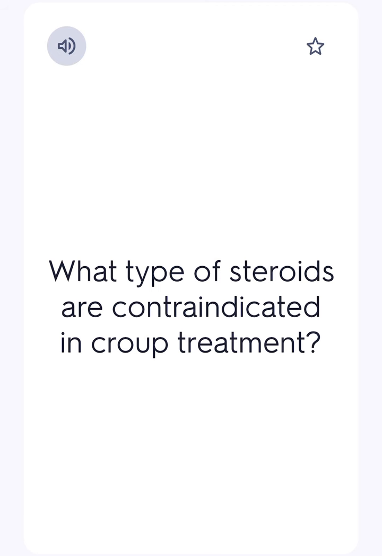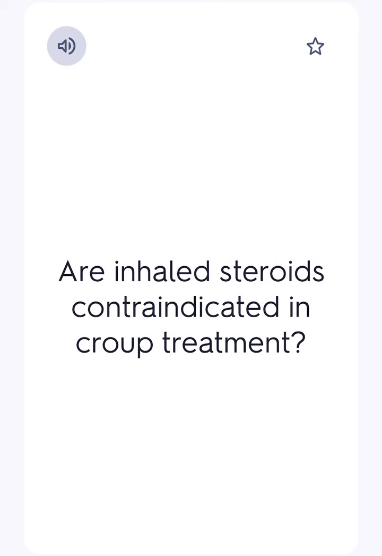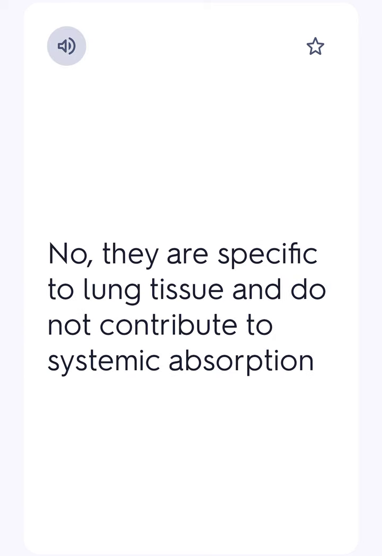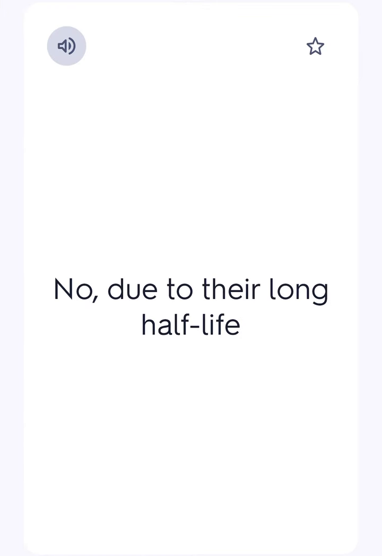What type of steroids are contraindicated in croup treatment? Systemic steroids. Are inhaled steroids contraindicated in croup treatment? No, they are specific to lung tissue and do not contribute to systemic absorption. Will an additional dose of systemic steroids improve the condition of a patient who has received them in the past 48 hours? No, due to their long half-life.